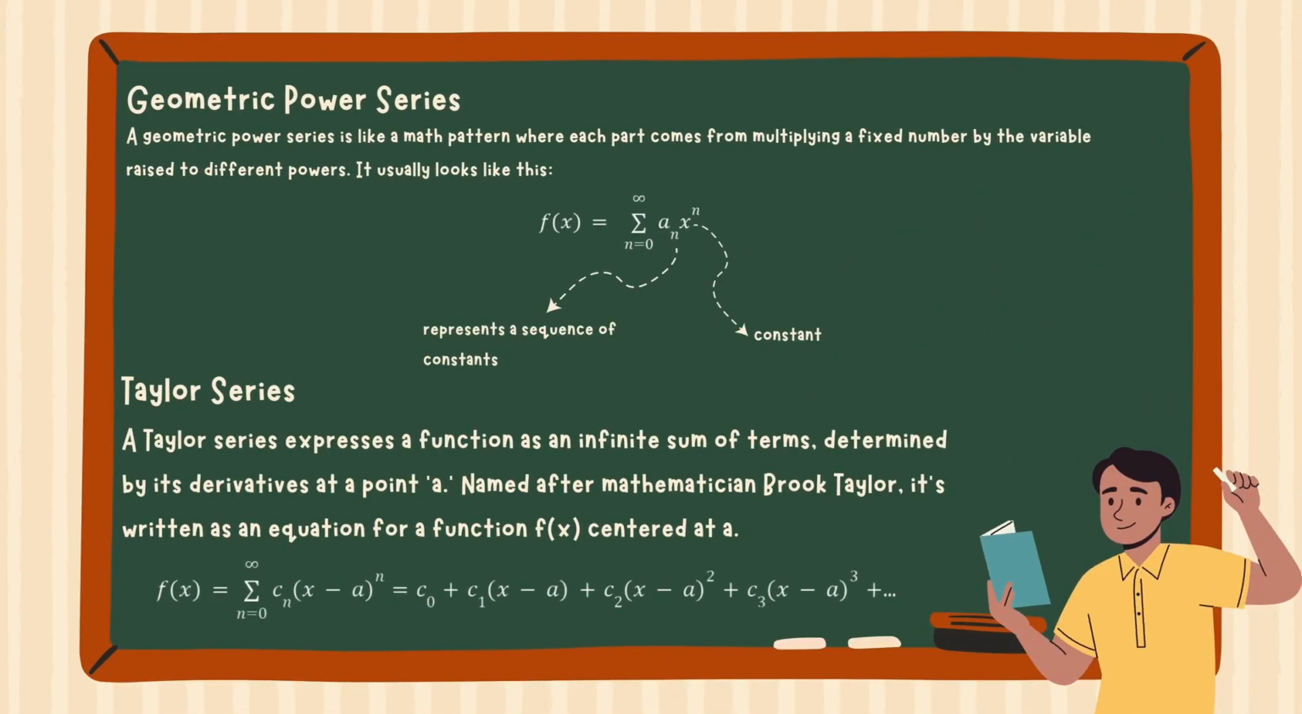Geometric power series. A geometric power series is like a math pattern where each part comes from multiplying a fixed number by the variable raised to different powers. It usually looks like this. Taylor series. A Taylor series expresses a function as an infinite sum of terms determined by its derivatives at a point a. Named after mathematician Brook Taylor, it is written as an equation for function f of x centered at a.